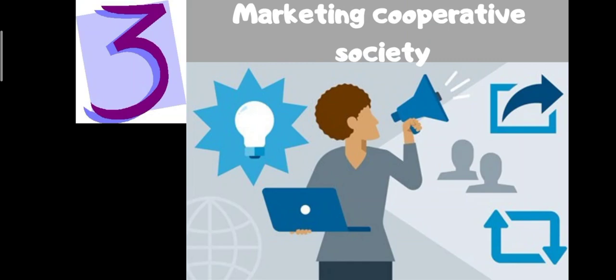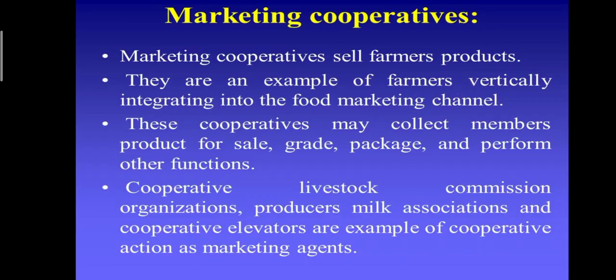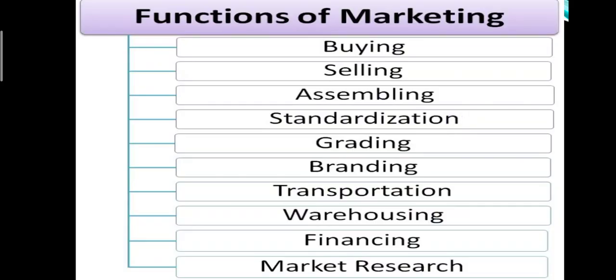The next one you have marketing cooperatives. Cooperative marketing societies are associations of small producers formed for the purpose of marketing their produce. The marketing cooperatives perform certain marketing functions such as grading, warehousing, advertising, etc.